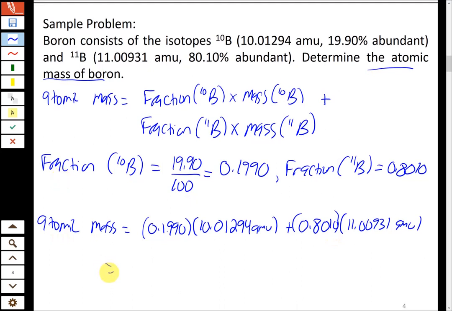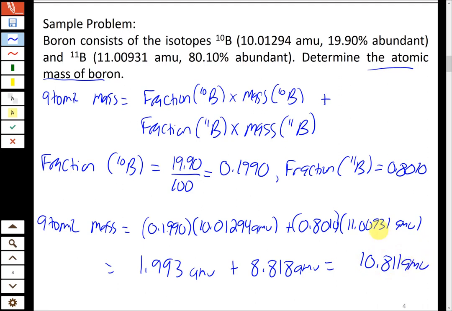All right, and so what that comes out to is 1.993 plus 8.818 for just multiplying out, which adds together to 10.811 AMU. Guess we could probably keep more decimals than that, but that's probably enough. All right, and so that's the number we would get.